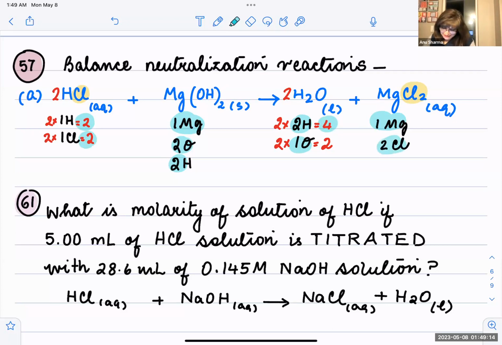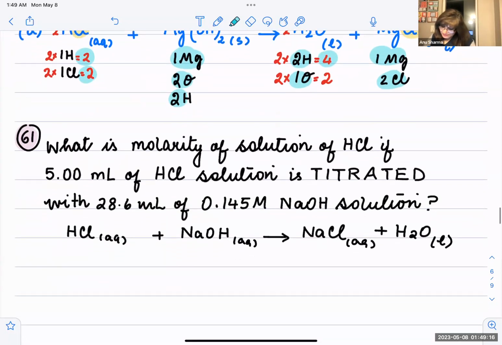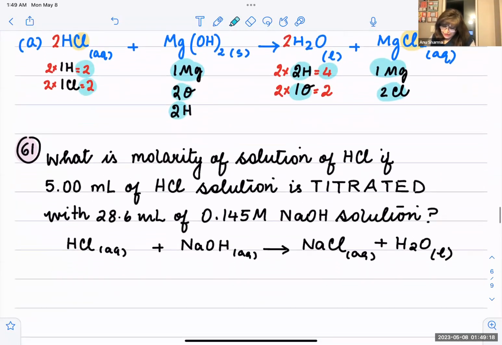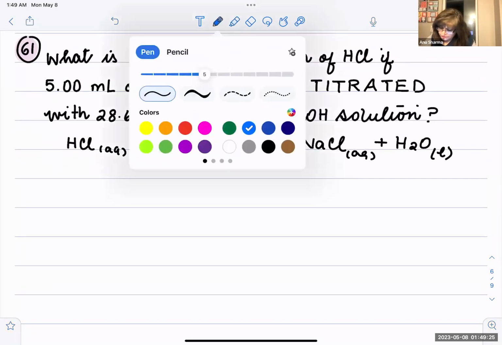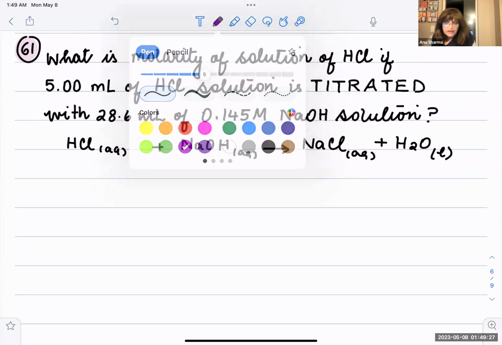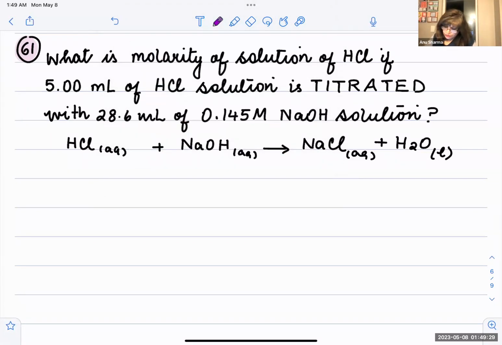Okay, so that balances everything. And so that's a neutralization reaction. Okay, next we're going to look at these calculations that relate to titrations. The whole process of titration I have already explained in the lecture. So we're just going to look at this.